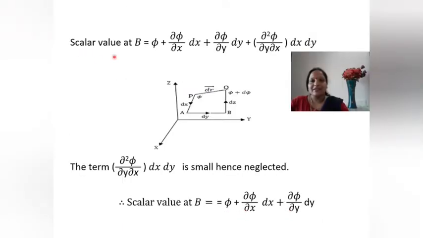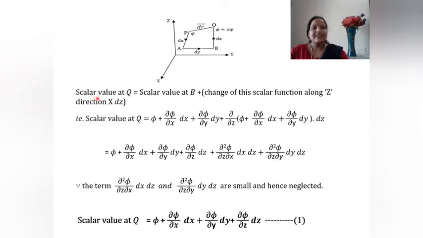After simplification, the scalar value at B is equal to φ plus ∂φ/∂x dx plus ∂φ/∂y dy plus ∂²φ/∂y∂x dx dy. The term ∂²φ/∂y∂x dx dy is small. Hence, this term is neglected. Therefore, the scalar value at B is equal to φ plus ∂φ/∂x dx plus ∂φ/∂y dy.